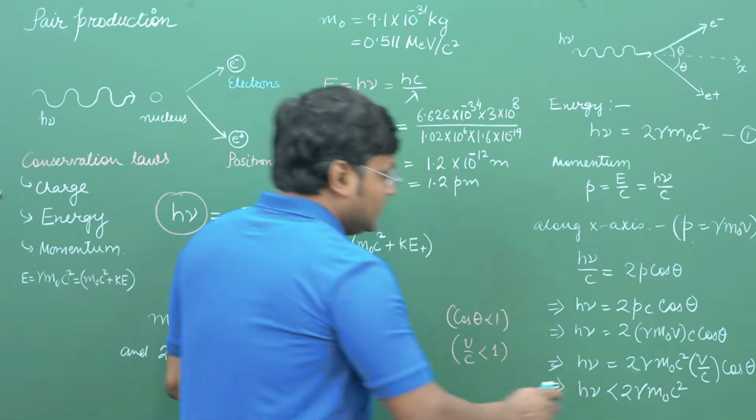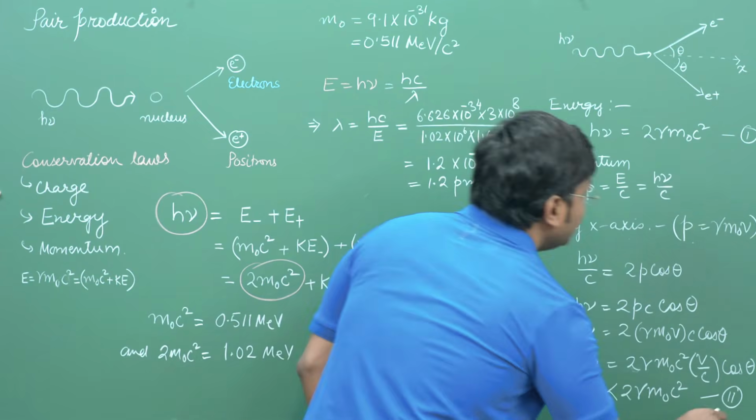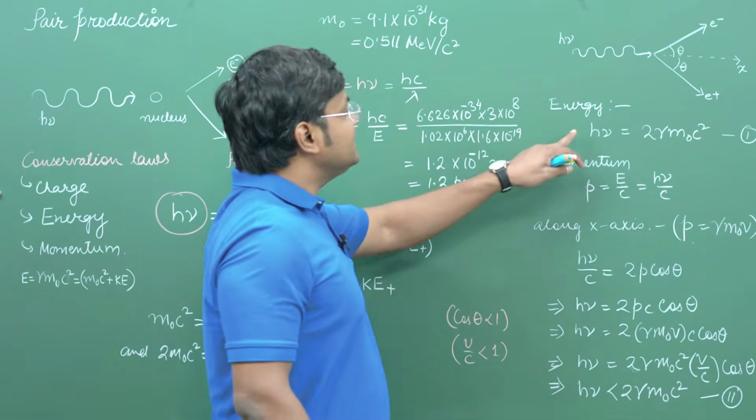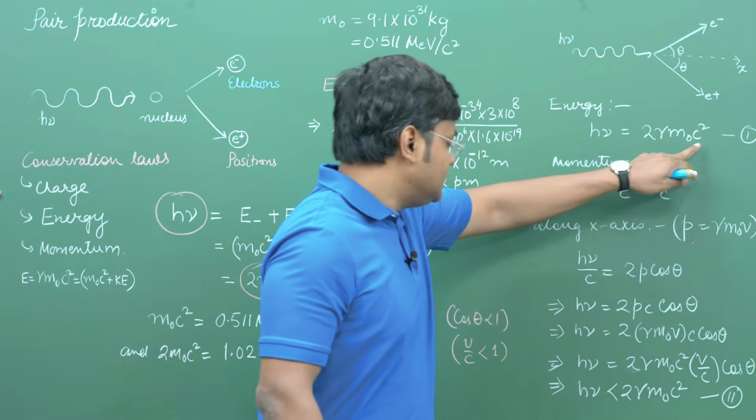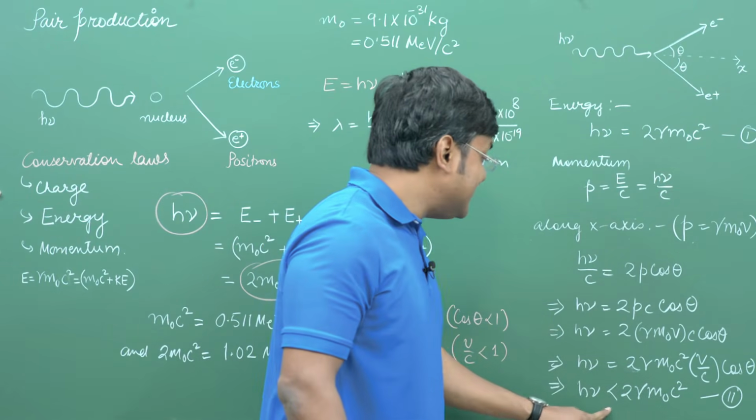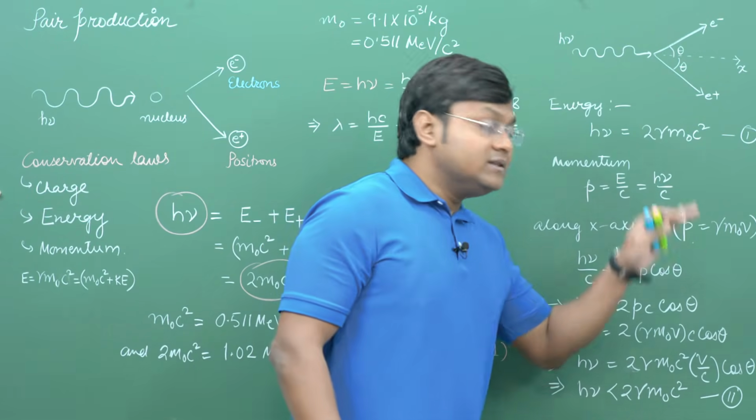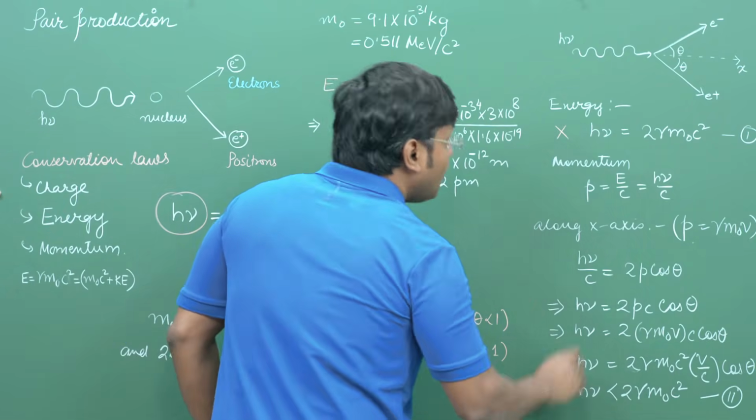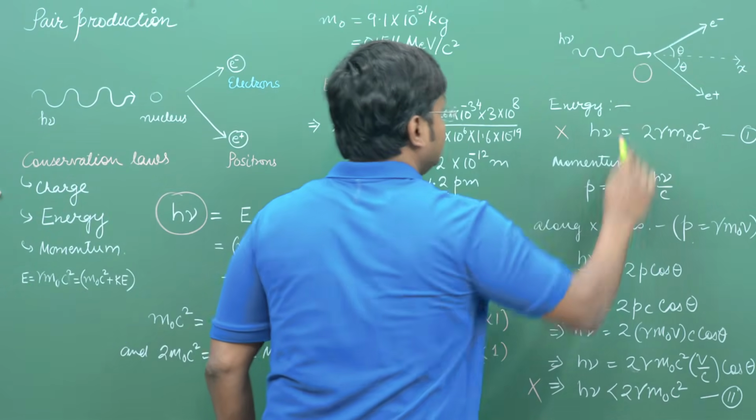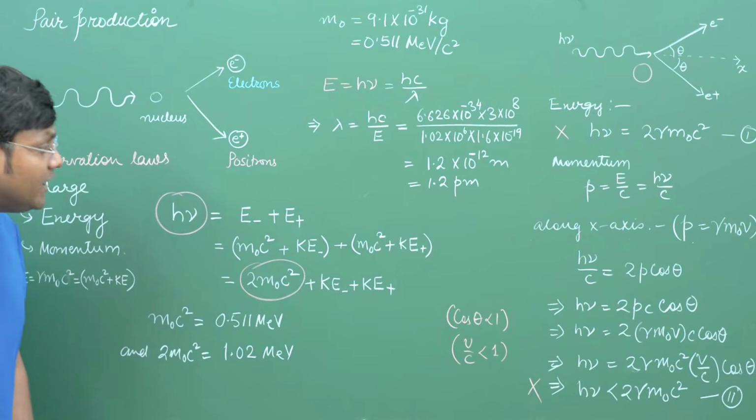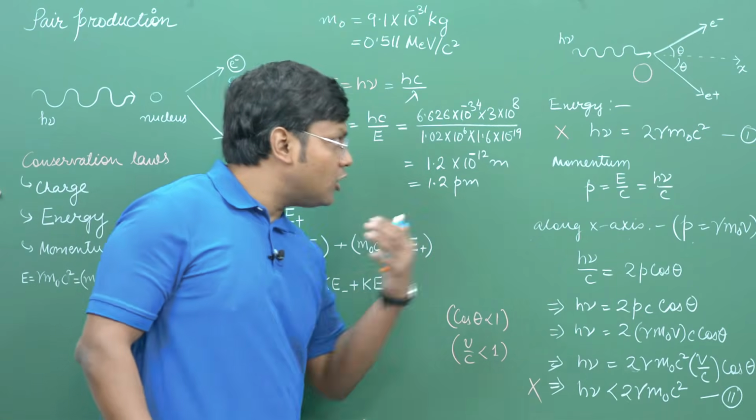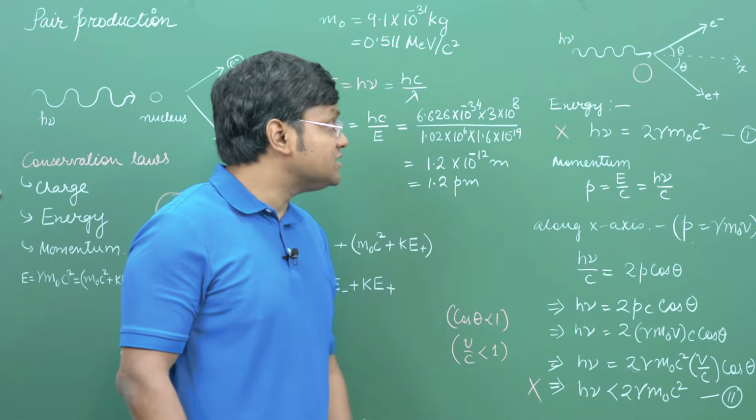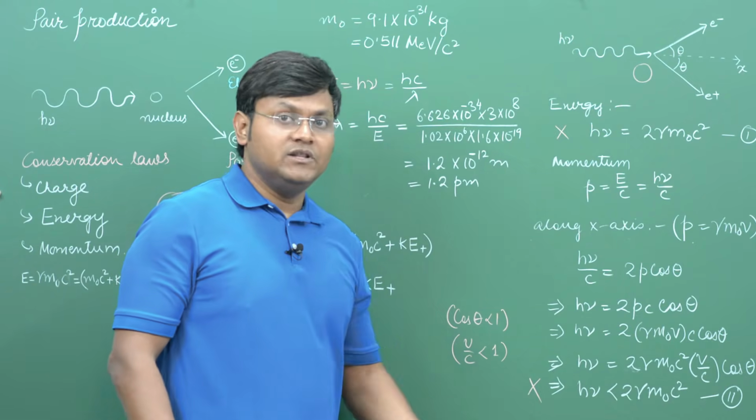But point number 2 is not agreeing with point number 1. You see, point number 1 says that hν is equal to 2γm₀c², but point number 2 says that hν is less than 2γm₀c². This contradiction arises because we do not have the presence of an external nucleus here. An external nucleus is required for absorbing some of the linear momentum in the backward direction to balance these equations, so as to make the phenomenon happen in the first place.